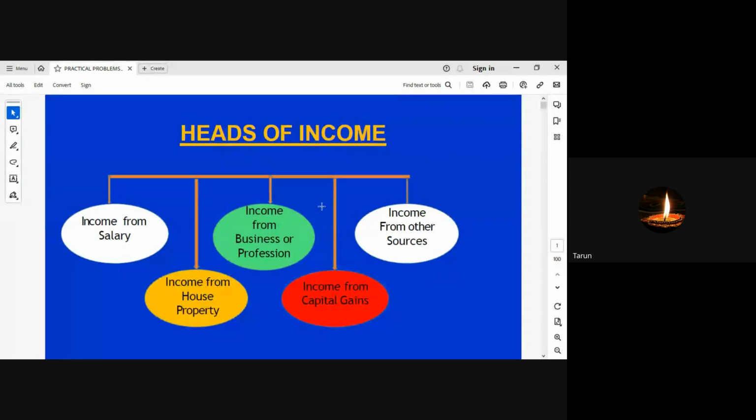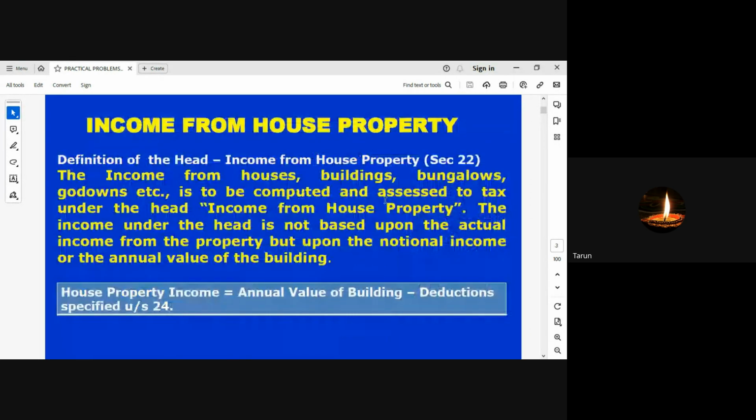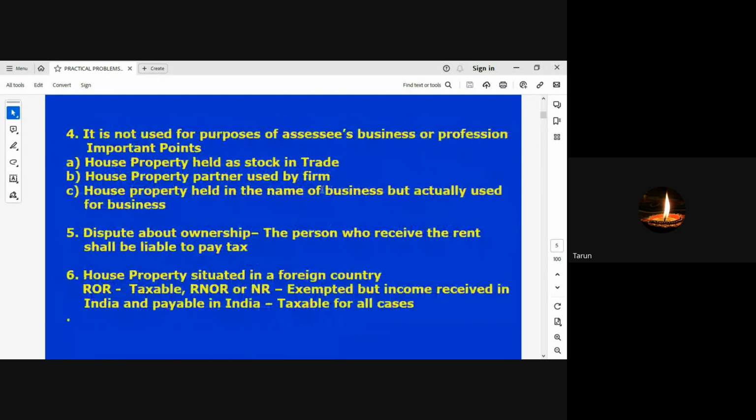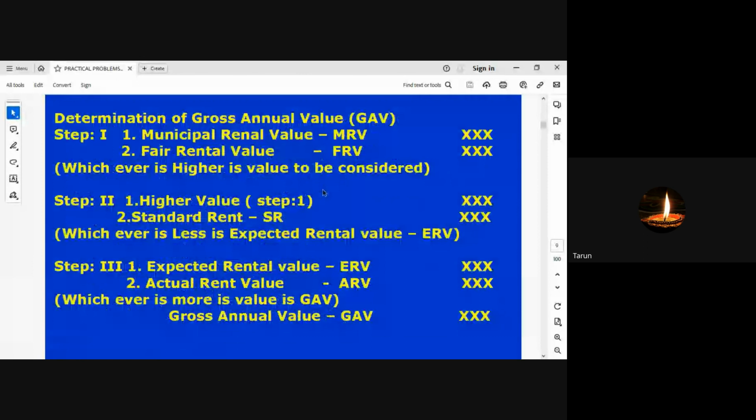Now, I already taught you income from house property, which is in the yellow portion. This is the exact format which I already taught you, right? These are the basic rules. Now we come to the questions. This is the same format which I've already taught you in the last slides.